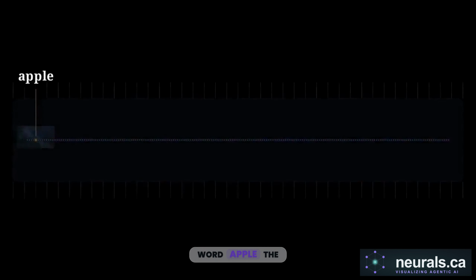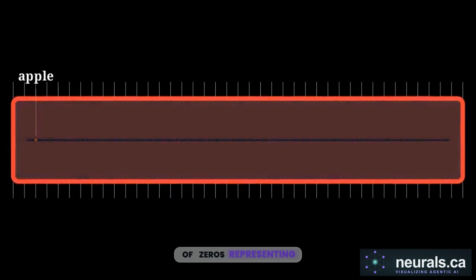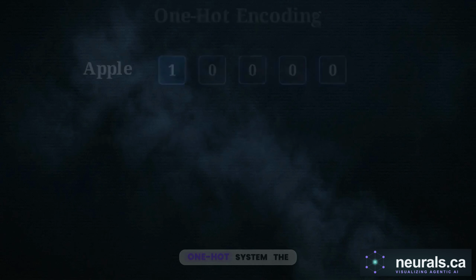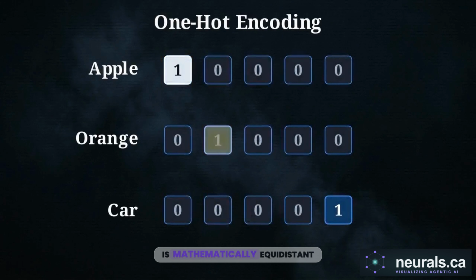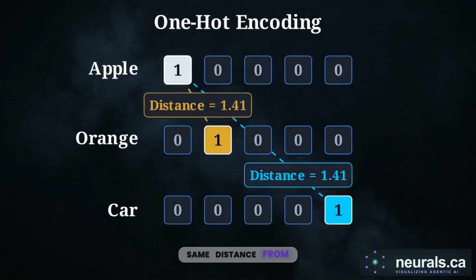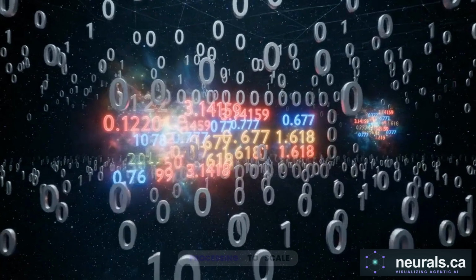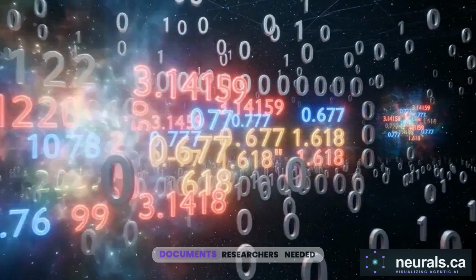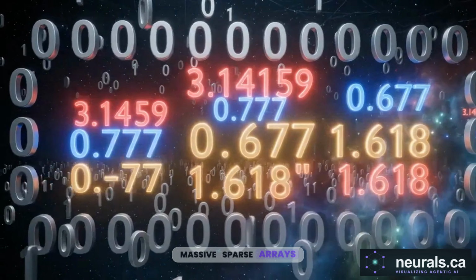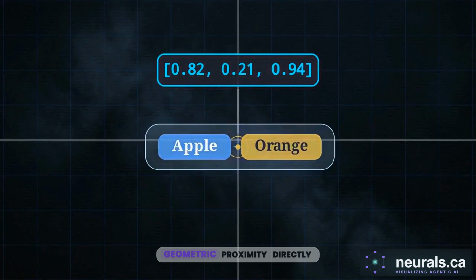To store the word apple, the computer is forced to simultaneously store tens of thousands of zeros representing all the words that aren't apple. But the structural flaw is much worse. In a one-hot system, the vector for apple is mathematically equidistant from the vector for orange, and also exactly the same distance from the vector for car. All semantic context is erased. For natural language processing to scale across millions of documents, researchers needed a way to move away from massive, sparse arrays. They needed short, dense vectors where geometric proximity directly mirrors shared meaning.